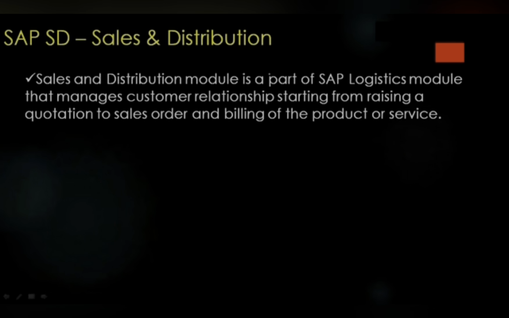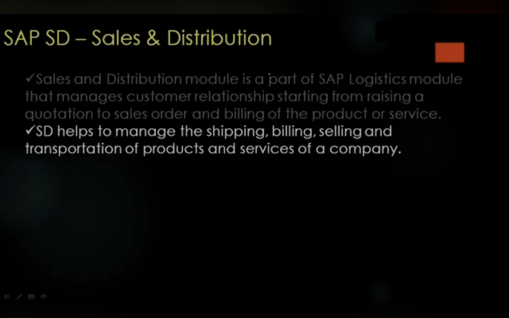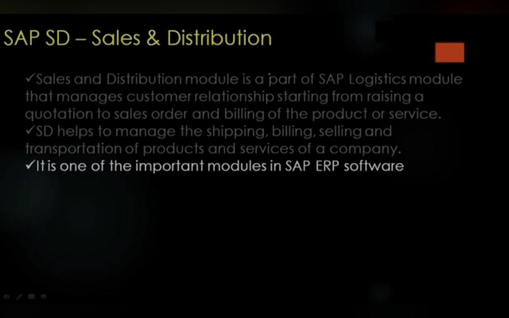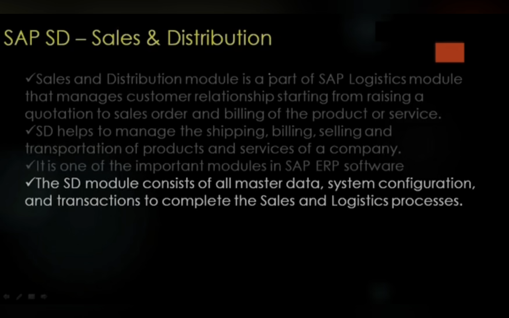So in general terms, the Sales and Distribution module is a part of the SAP Logistics module that manages customer relationships, starting from raising a quotation to sales order and billing of the product and service. SD helps to manage the shipping, billing, selling and transportation of products and services of a company. It is one of the important modules in SAP ERP software. The SD module consists of all master data, system configuration and transactions to complete the sales and logistics processes.